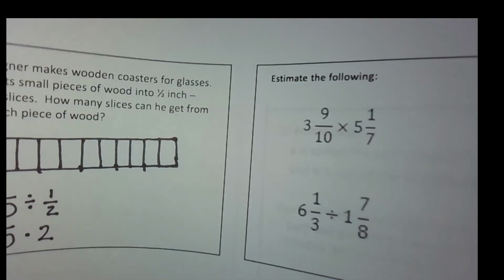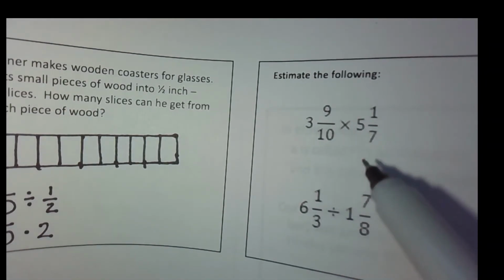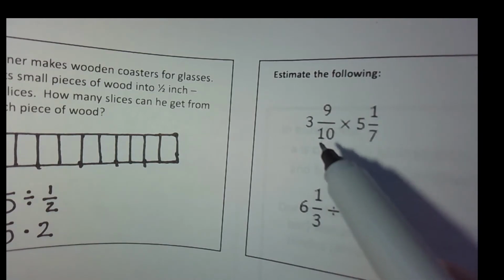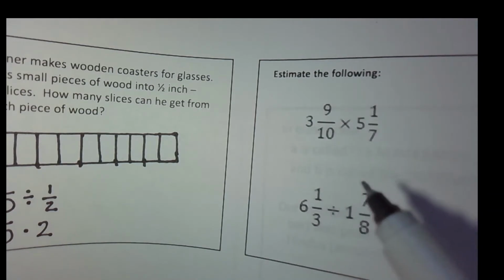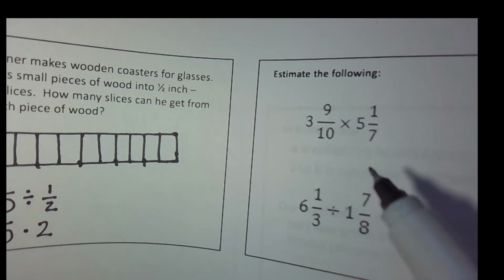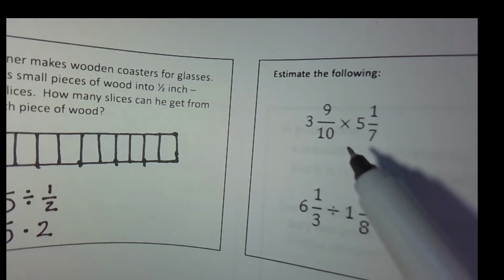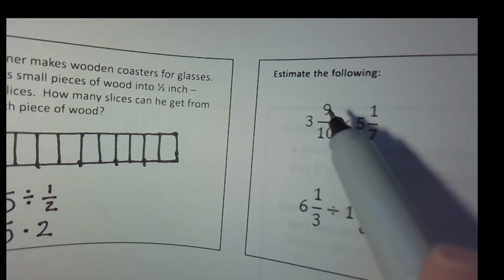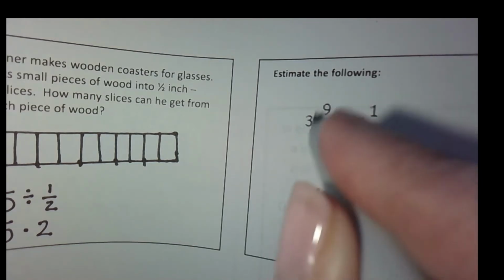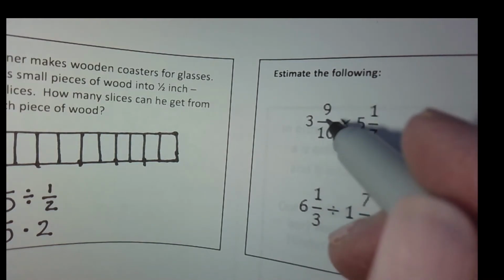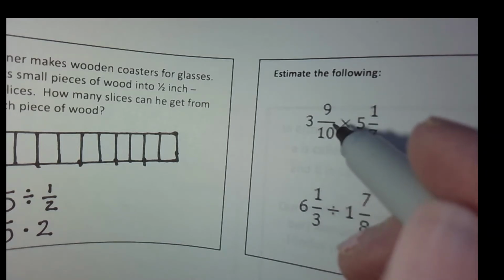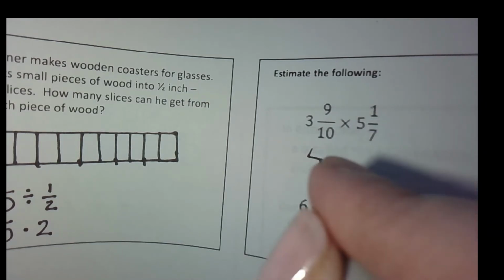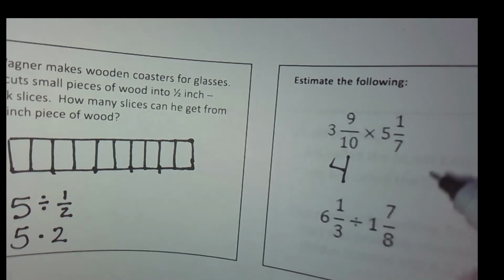And this last slide is just sort of estimating. So estimate the following: 3 9/10. Okay, how are you going to estimate that? If you were just out and about and you needed to figure out 3 9/10, that's maybe not as easy to calculate in your head. So I'm going to say that is about, what? About 3 or about 4? Well, 9 out of 10 is almost 10 out of 10, so this is very close to 4. I would estimate that at 4.